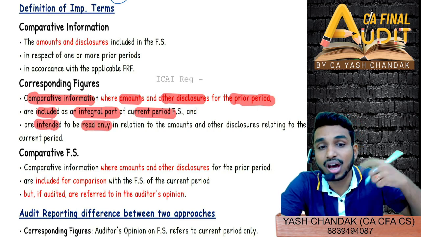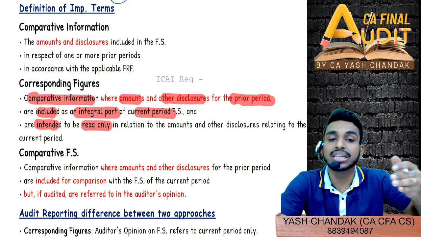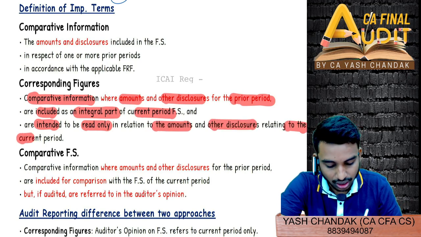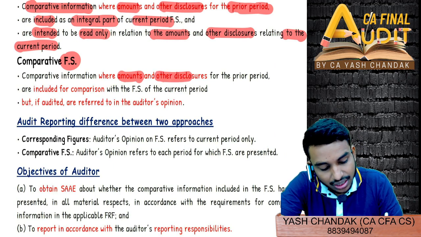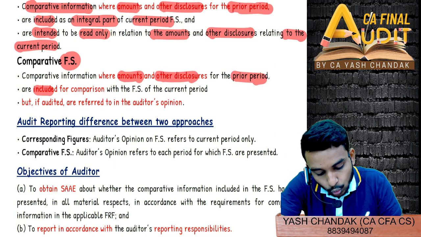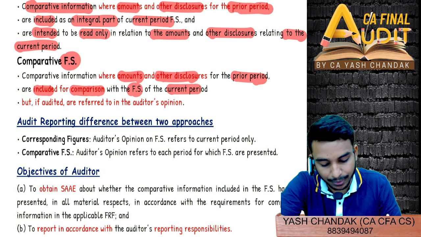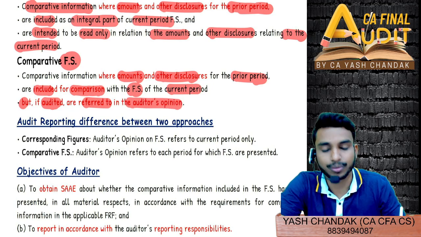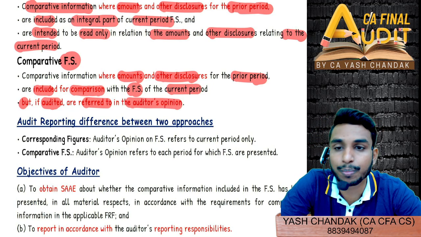These are not meant for us to express our opinion on them. These are all for us to compare only, read only. That's it. In relation to the amounts and other disclosure relating to the current period. Comparative FS, however, where amounts and other disclosure for the prior period are included for comparison, right? So we include here for the comparison of the current period, but if audited, are referred to in the auditor's opinion. So when we do audit of this, then we will also express our opinion.